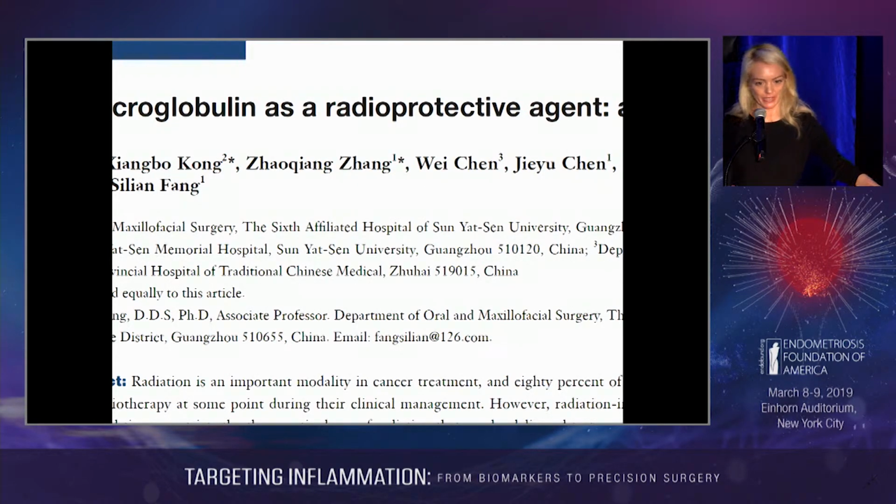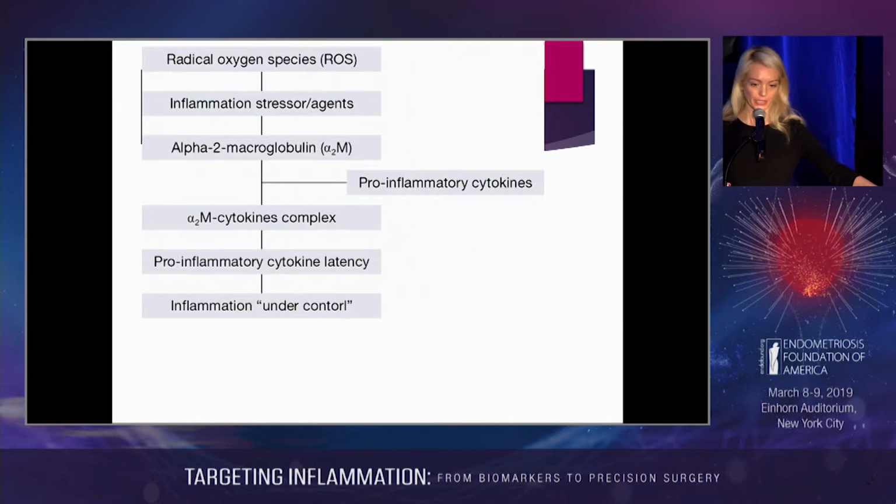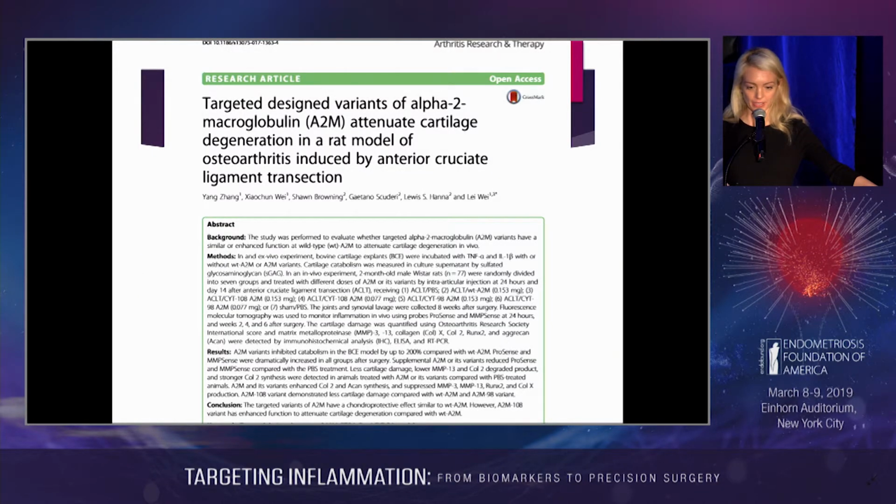Minimal data, most of it is in rats. In China, they're looking at using alpha-2 macroglobulin as a radioprotective agent and essentially showing how the alpha-2 will bind to these pro-inflammatory cytokines and reduce oxidative stress. In addition, in rats, they're looking at using A2M as a chondroprotective agent for osteoarthritis. Essentially, they showed that inducing arthritis in these rats and then doing an intra-articular injection of the A2M showed a decrease in the arthritis postoperatively.